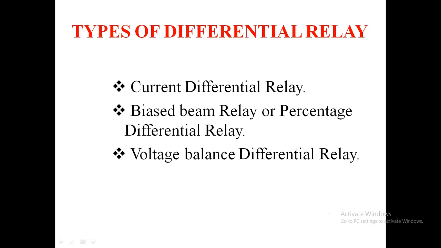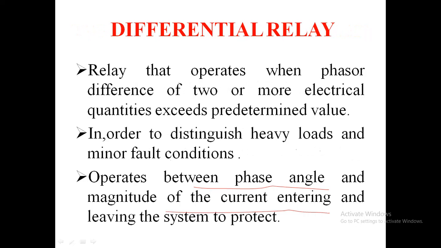Current differential relay, biased beam or percentage differential relay, and voltage balance differential relay. In the differential relay, we are going to explain the normal condition: the two currents are equal, and no fault has occurred.